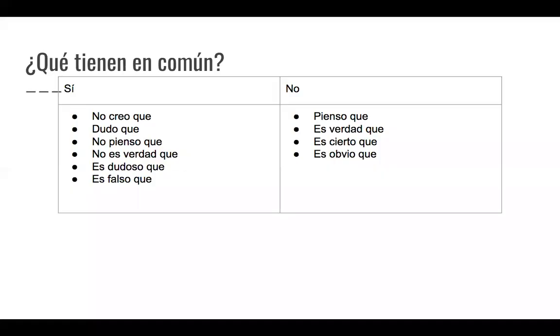Then we go es dudoso que, it's doubtful that. Es cierto que, it's true that. Es obvio que. Es falso que. And then I show them all at the end, and I've still called them only yes or only no. And then they work together, and they find interesting ways of classifying it that I wouldn't have necessarily thought of on my own, which makes it more relevant for them.